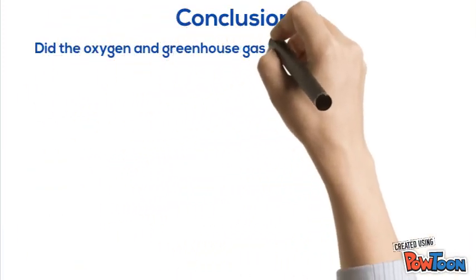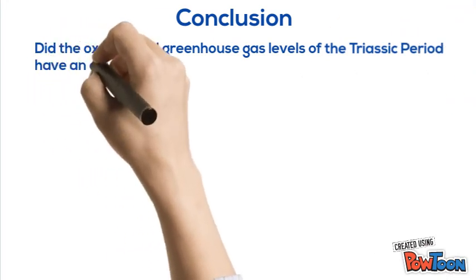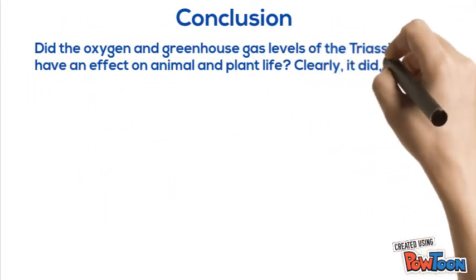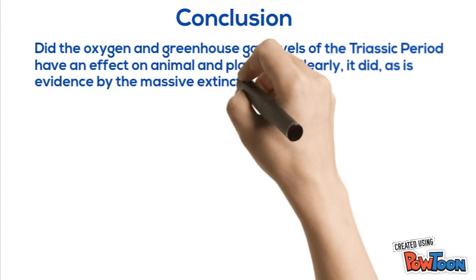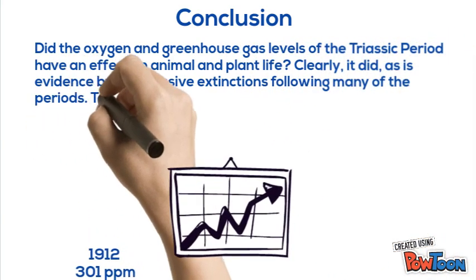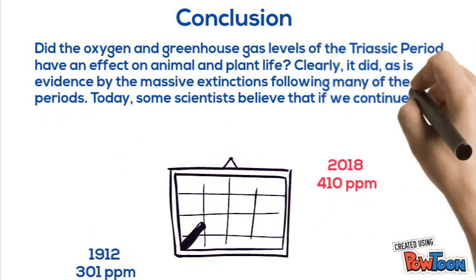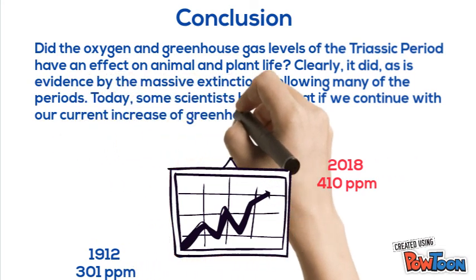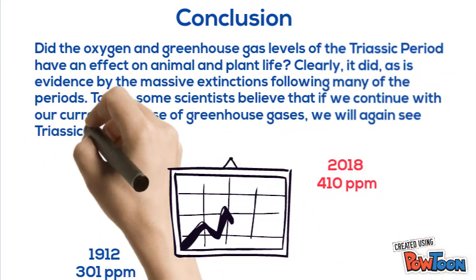Did the oxygen and greenhouse gas levels of the Triassic period have an effect on animal and plant life? Clearly it did, as is evidenced by the massive extinctions following many of the periods. Today, some scientists believe that if we continue with our current increase of greenhouse gases, we will again see Triassic period climate conditions.